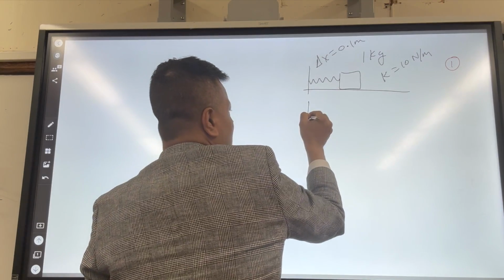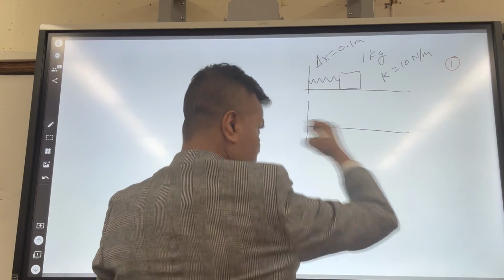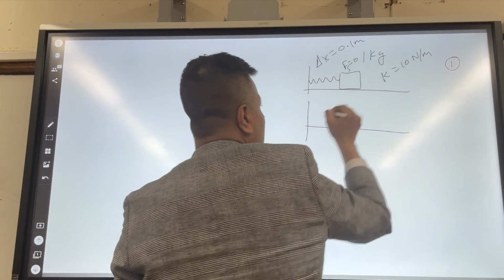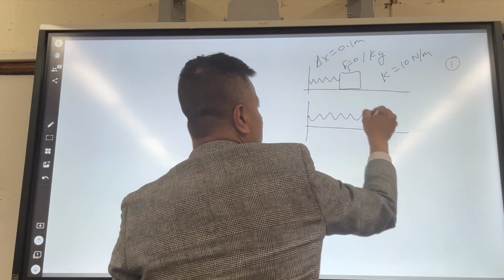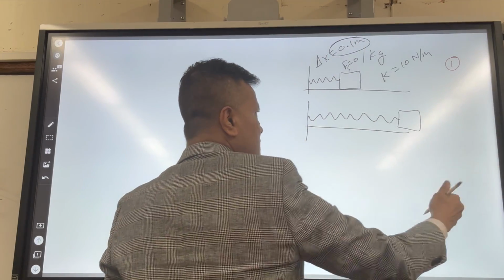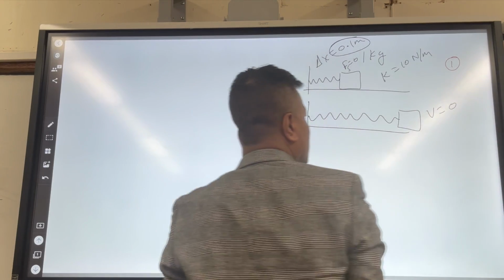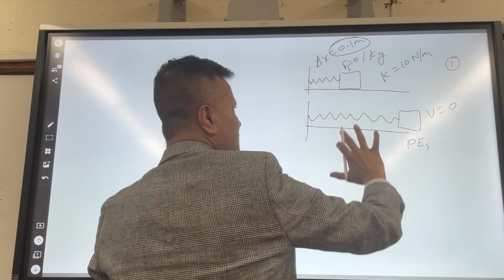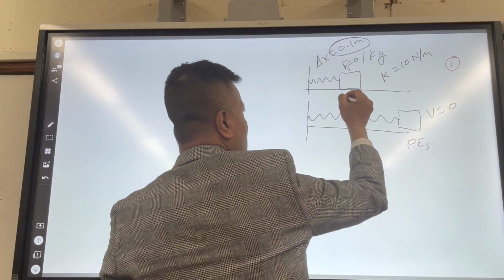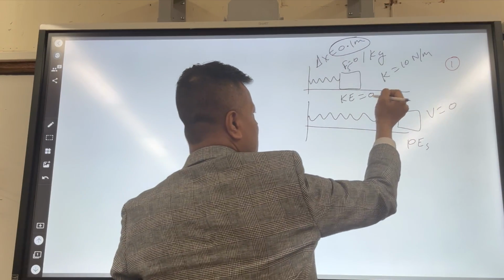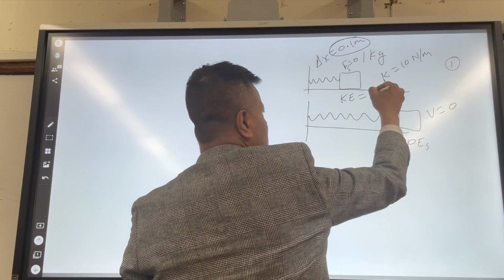Now, at equilibrium, Fs is equal to 0, right? However, you stress the spring by 0.1 meter, so the velocity is 0 at the start. Over here, we have the potential energy due to the spring and 0 kinetic energy. And over here, we have 100% kinetic energy.